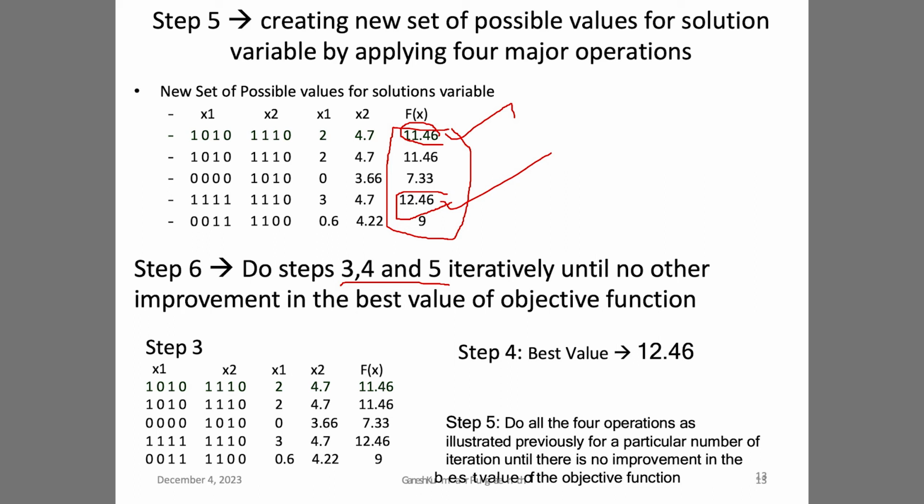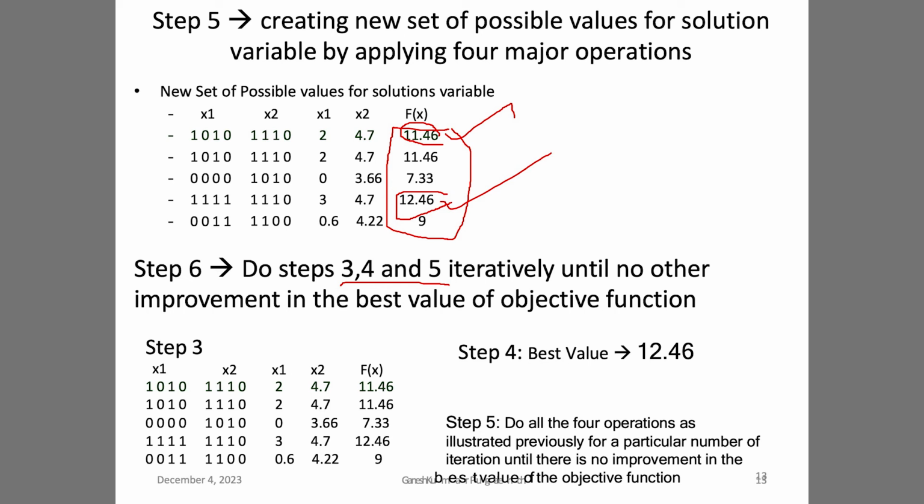If you see, there is a new combination coming out, 3, 4.7. Previously this kind of combination was not there in the random initialization, but in the creation of a new set of possible values, you got a new combination. Let us summarize these things here. In the new set of possible values, you could observe that from 11.46, the best value in the previous case, now I achieve 12.46 in the subsequent case.